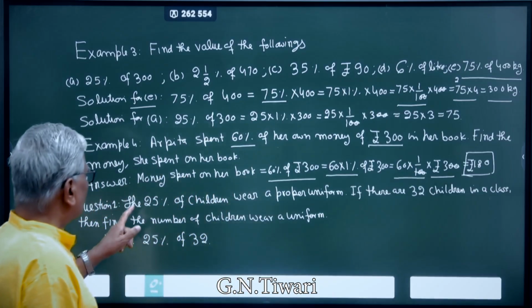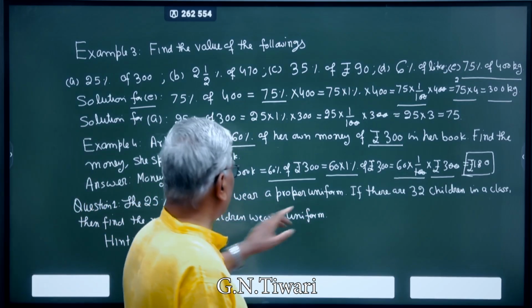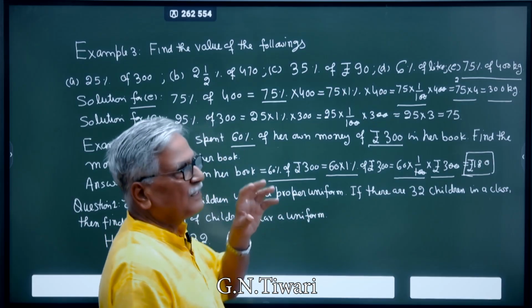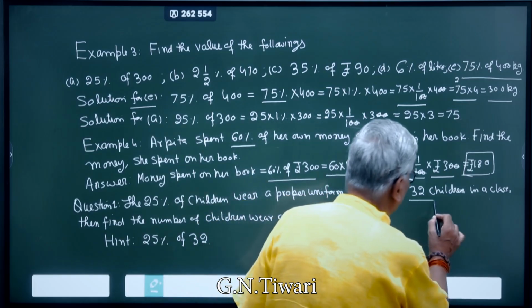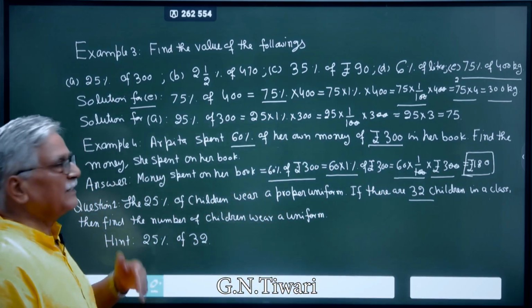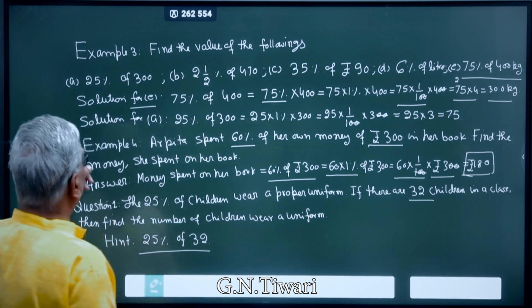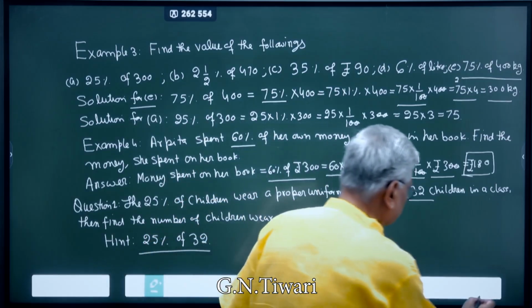Look, 25% of the children wear a proper uniform. In a school, only 25% wear the uniform and the number of children is 32. So the question is, find the number of children wearing uniform. So nothing but 25% of 32. You follow the example 4, you can find the answer.